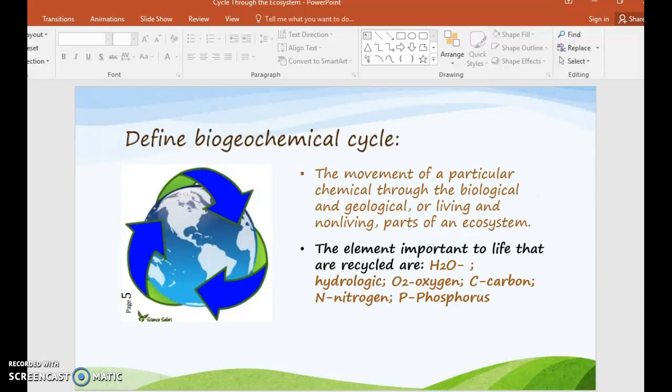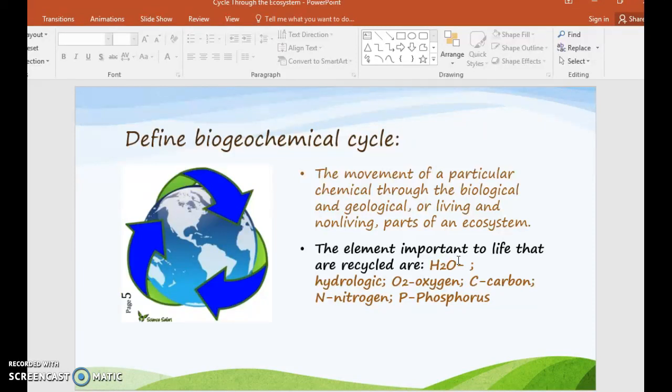So here's the first thing. It's called, what is a biochemical cycle? Right here, you want to pause it and write this as much as you can fit on your sheet. It says it's the movement of a particular chemical through the biological, which means living, and geological, which means hopefully you started on Earth, and all the parts of the ecosystem.